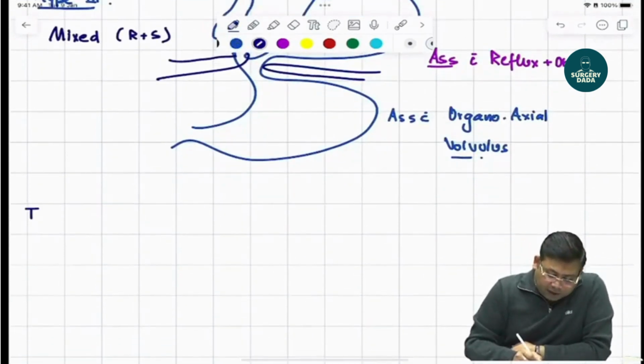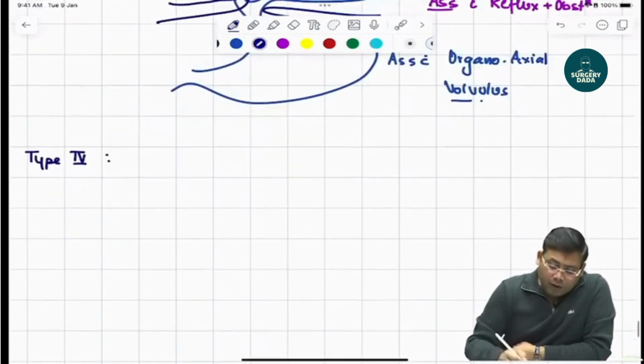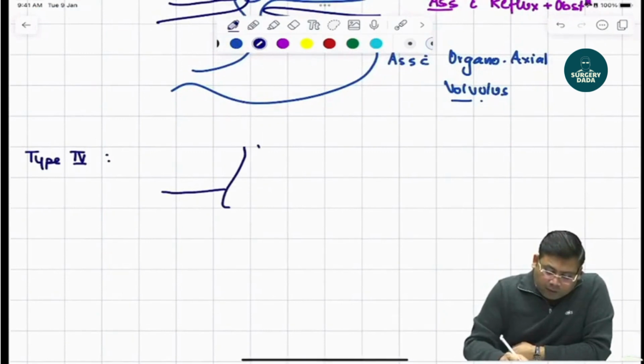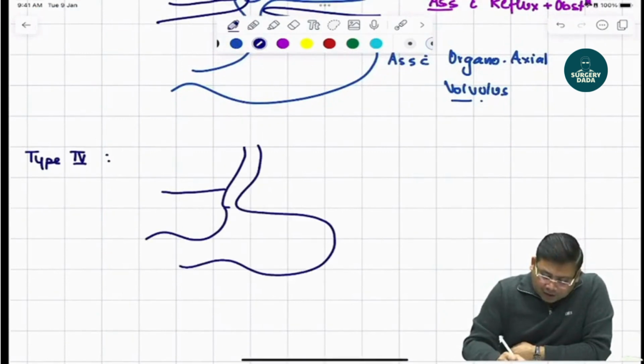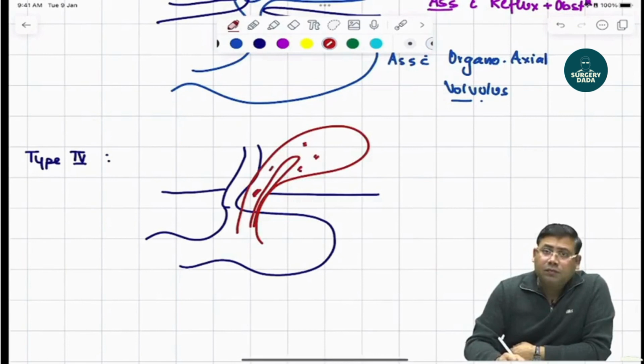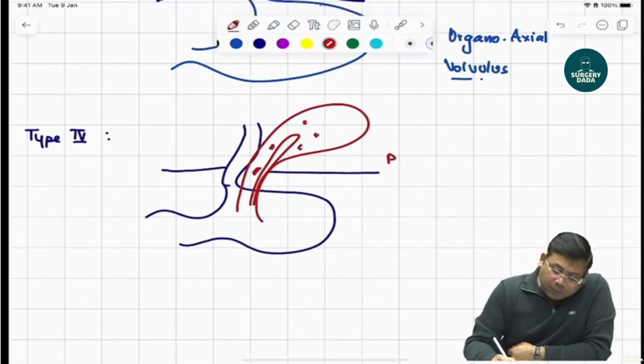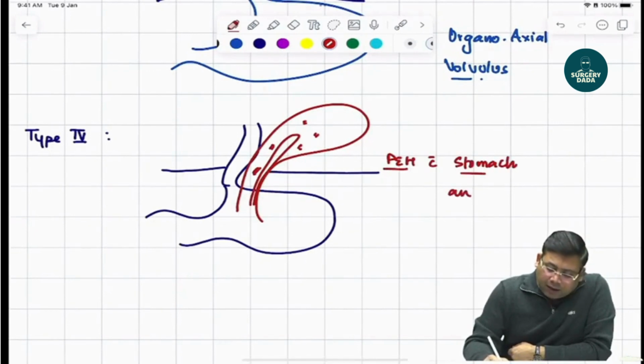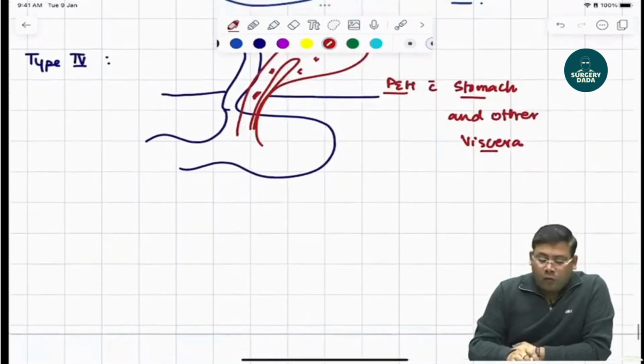Then we have the type 4. What is type 4? Now this is what is very important. In this type 4, there may be a possibility that the stomach has gone up or has not gone up, but along with the stomach or maybe isolated, some other organs have gone up. This is what is important. So this is paraesophageal hernia with stomach. Now this is a new update, with stomach and other viscera protruding out, and this is what is a type 4 PEH.